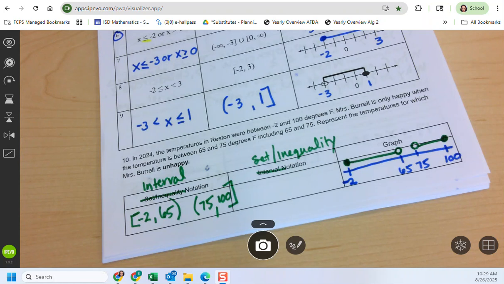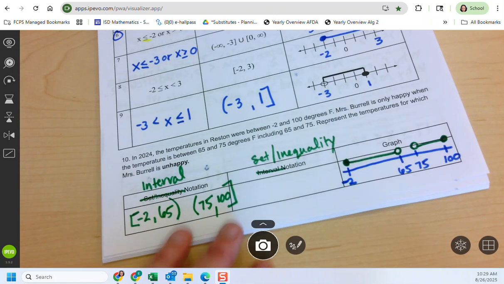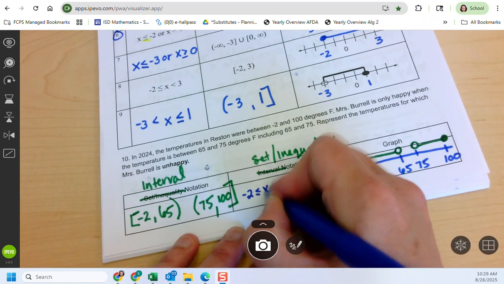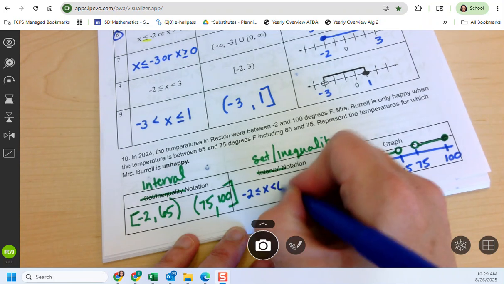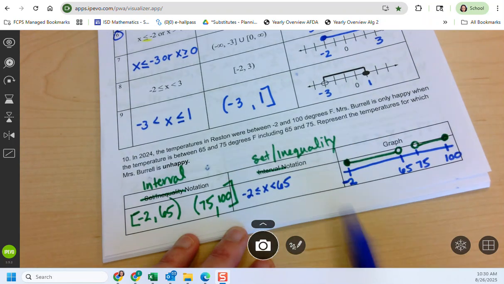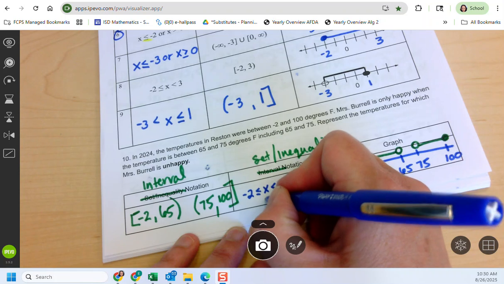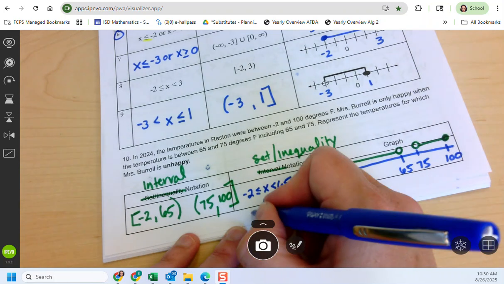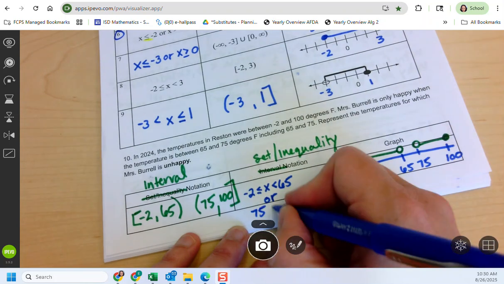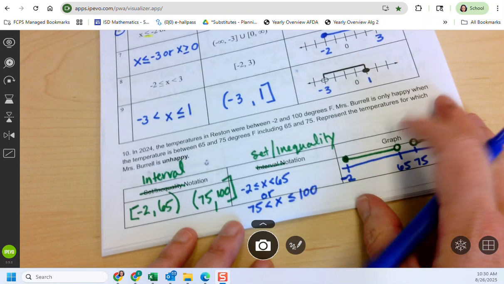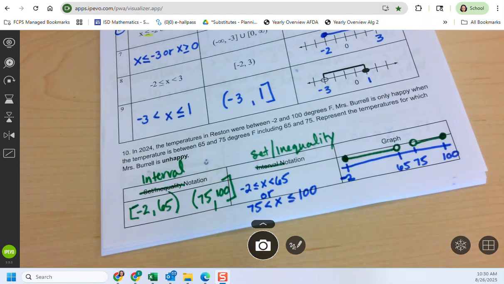All right, so then to do the inequality notation, there are 2 pieces to it. We haven't seen one like this before. One of the pieces is -2 less than or equal to x less than 65. So that's between -2 and 65, only including -2. Or 75 less than x less than or equal to 100. Definitely a tricky one. But you know what? Real life can be more complicated than some basic math problems.